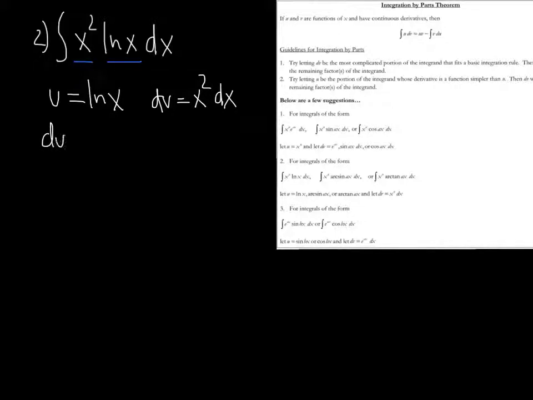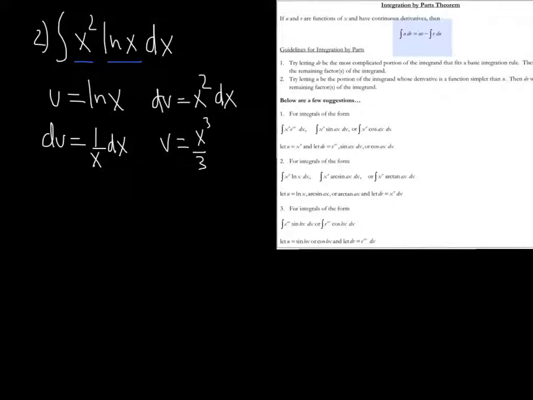So du is equal to 1 over x dx, and v is going to be the integral of dv, which is going to give us x cubed over 3. And so now we are ready to plug it into our integration by parts theorem here, which is uv minus the integral of v du.